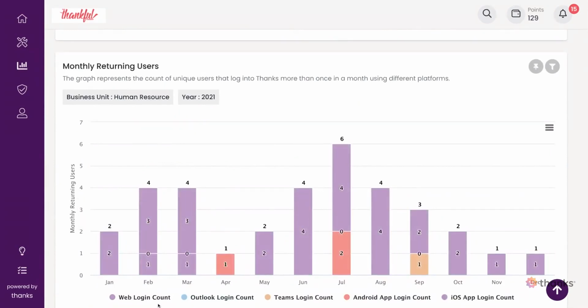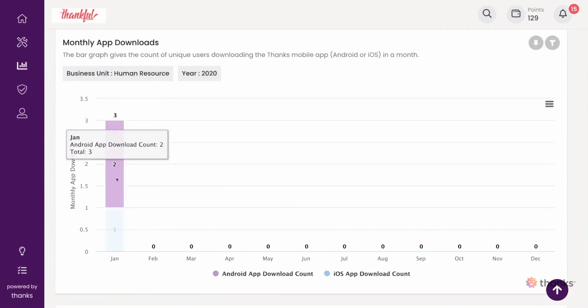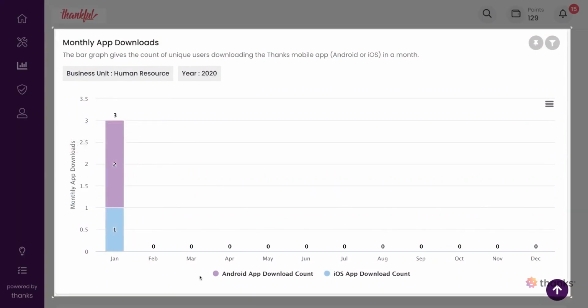Likewise, you can also see the data points for employees who have repeatedly logged into Thanks more than once in a month, using various platforms. Monthly app download graph gives us a count of mobile application downloads. You can further see which operating system has the highest number of download count.